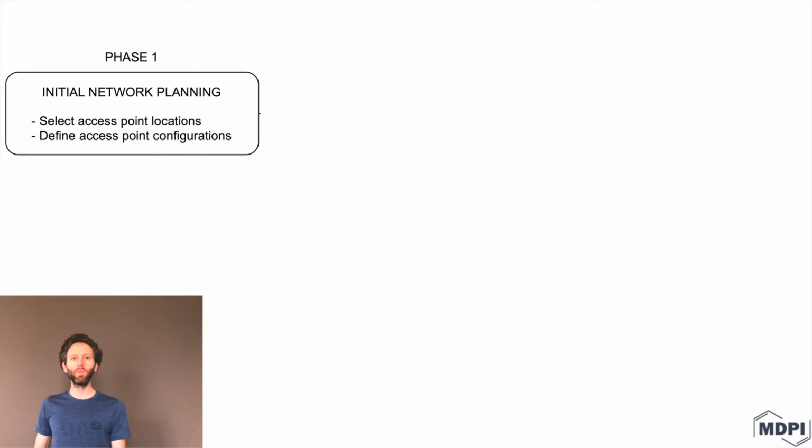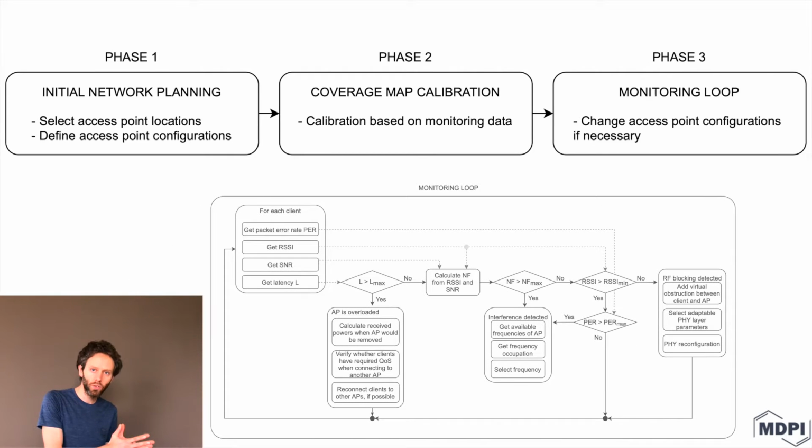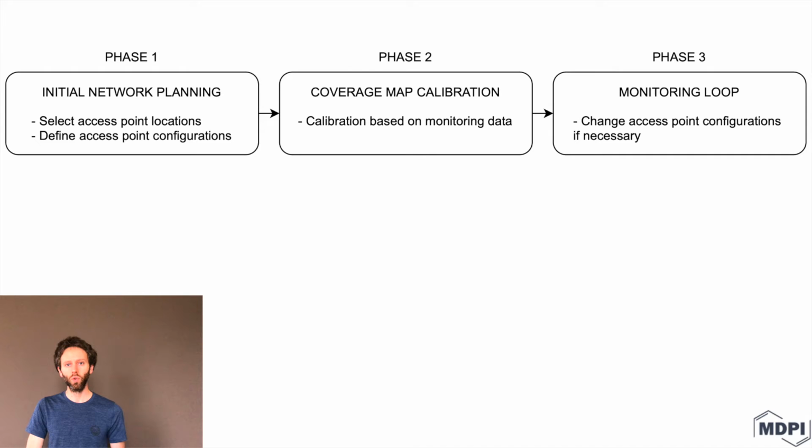In our framework, we have three phases. After the initial network planning, where the location and configuration of access points is defined and a coverage map is calculated based on a statistical path loss model, we acquire monitoring data from the clients. And in the second phase, we perform a calibration of the calculated coverage map based on actual measured data. We then enter a monitoring loop in the third phase, where the monitored data is compared to the required quality of service. When the quality of service requirements aren't met, for instance, the RSSI drops due to added machinery that blocks the RF path, a reconfiguration of the access points is triggered.